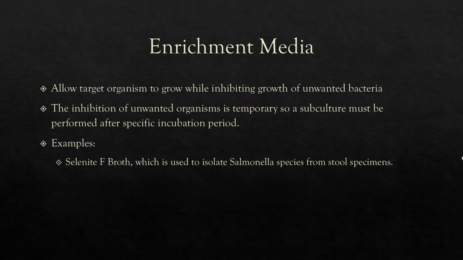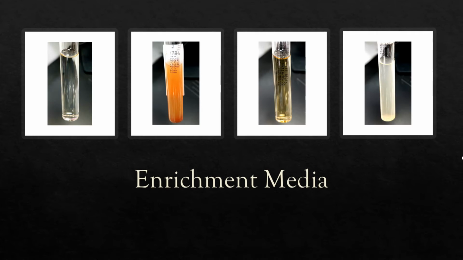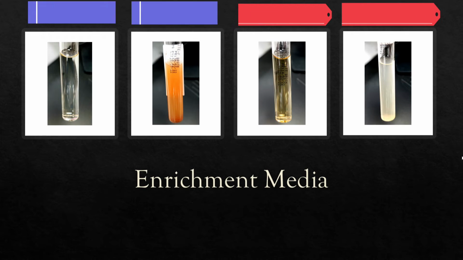The next one is enrichment medium, and it allows only target organisms to grow while inhibiting the growth of unwanted microorganisms. This inhibition of unwanted organisms is temporary, so we have to subculture within a specific time frame. An example is selenite F broth, which is used for Salmonella species, and within 8 to 10 hours we have to subculture. Otherwise, after 8 to 10 hours, commensals will start to grow.